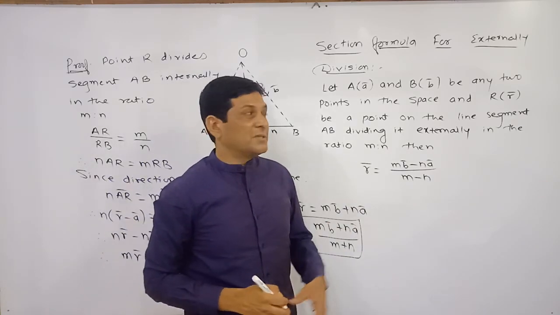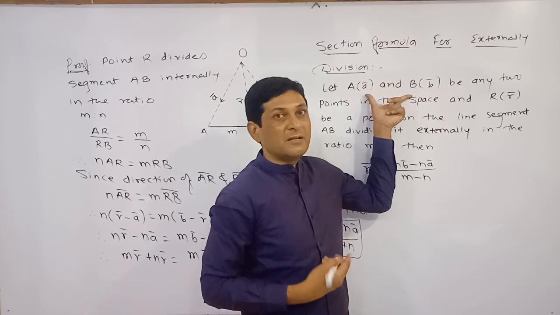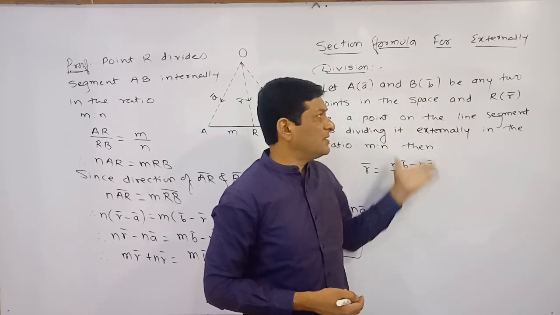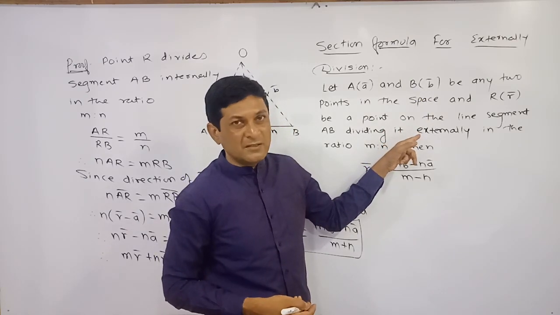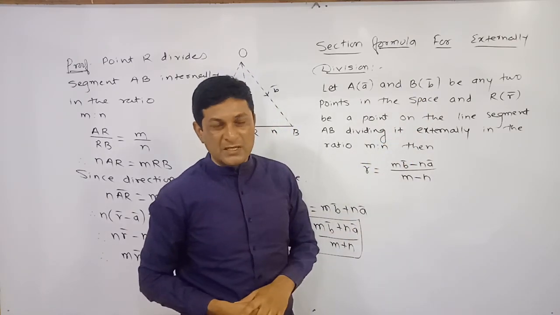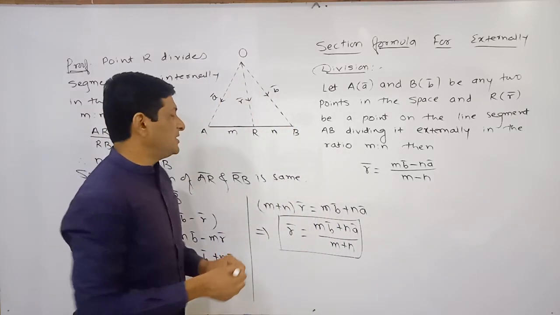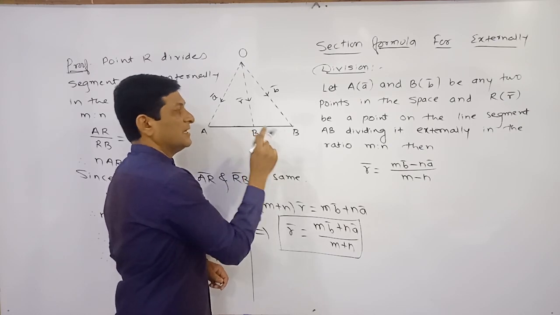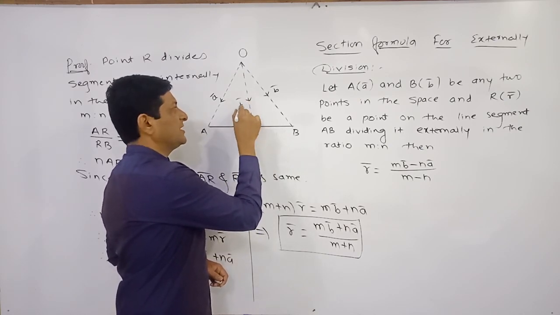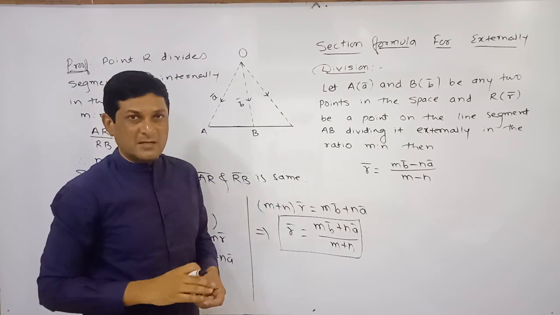And this is the statement of external division. So in the earlier case the point R divides the segment AB internally in the ratio M is to N, whereas in this case point R divides the segment AB externally in the ratio M is to N. Using this condition, first let us try to construct the figure. Let us consider one segment AB. Here the position vector of point B is B bar, and the point R divides it externally.